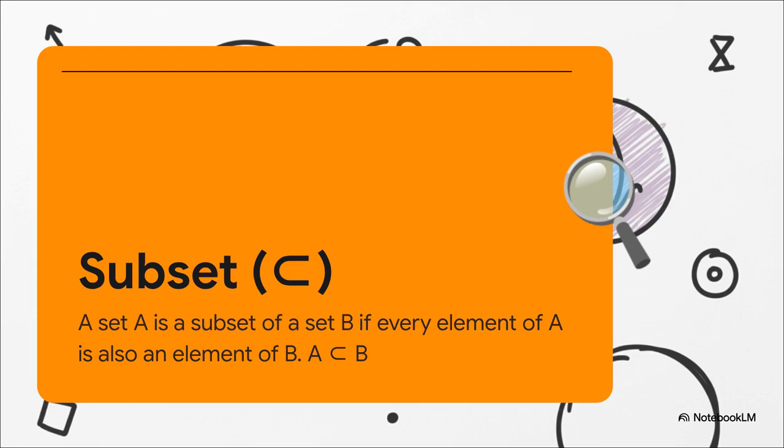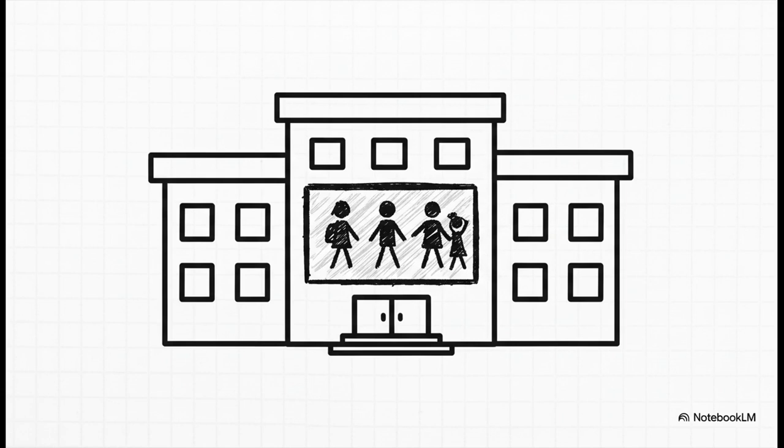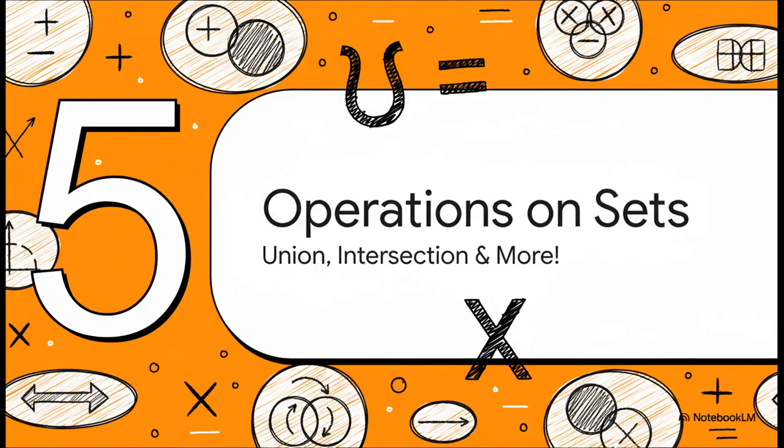We use this little symbol here, which kind of looks like a C. You can think of it as meaning is contained in. So A is contained in B. And here's the easiest way to remember this forever. Think about your class. Every single student in your class is also a student in your entire school, right? So your class is a subset of your school.